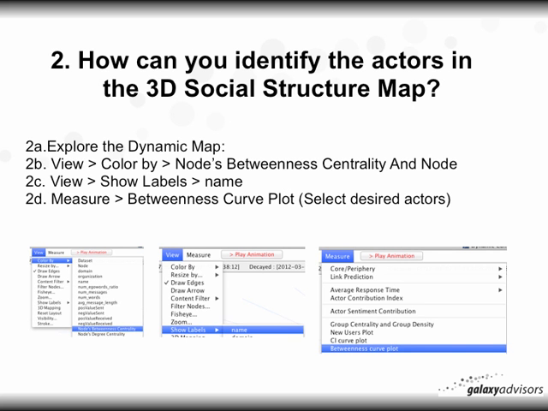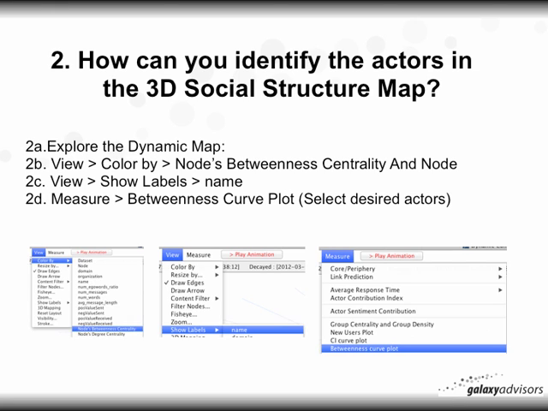And so then finally, how can you identify those actors in the 3D social structure map? Like, who are those people with the highest amount of betweenness centrality or low, and how does that vary over time by individual actor? Well, there's really a couple options. The first one I'm going to explain is about using the dynamic map.